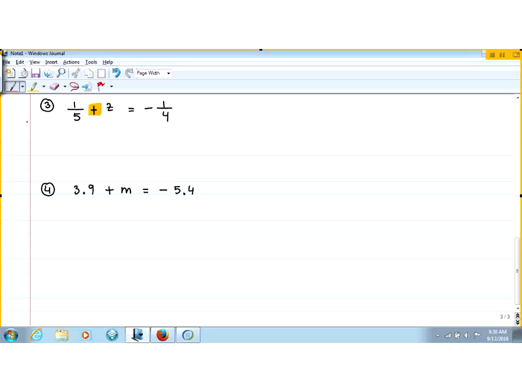Okay, so how do you solve for this? What am I supposed to do? Subtract 1 over 5 from where? From both sides, right? Good. So if I subtract 1 over 5 from both sides, I have z. Now, I am subtracting one fraction from the other, so what am I supposed to do here? LCD. What is the LCD? 20. Yes.